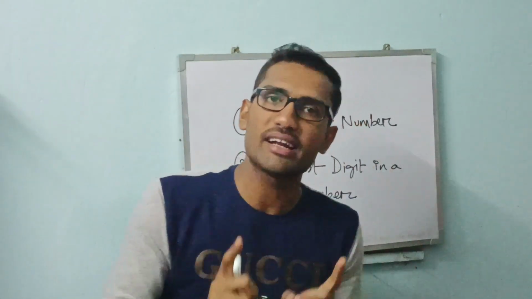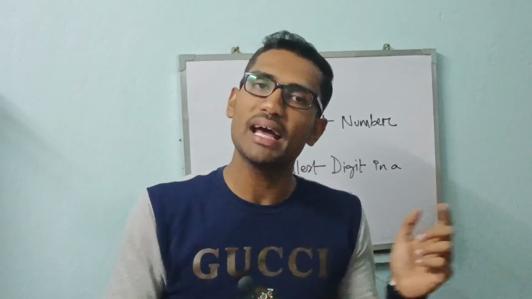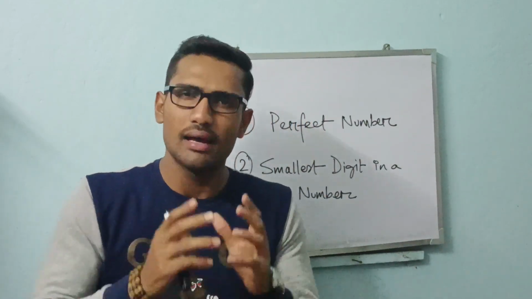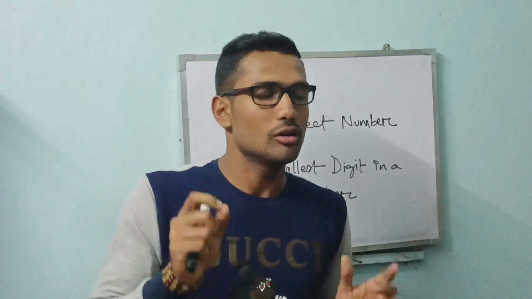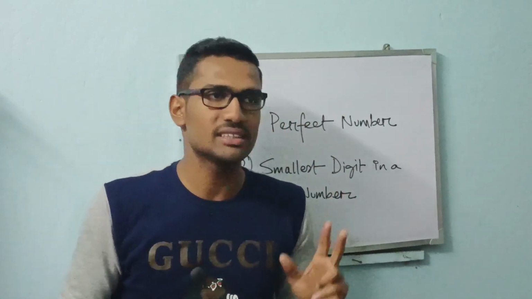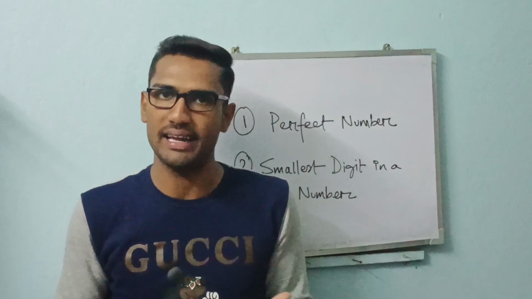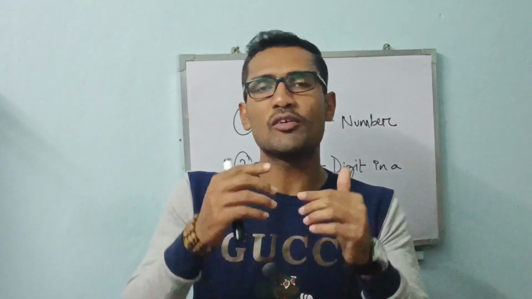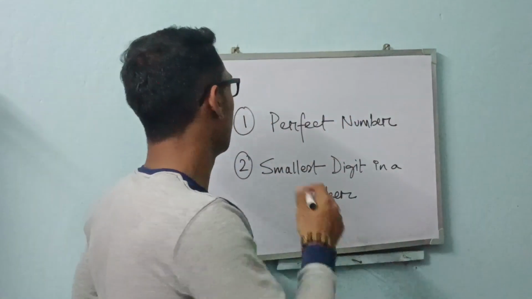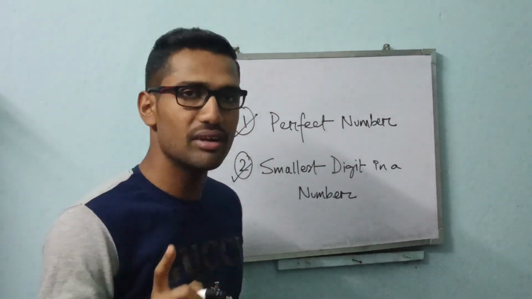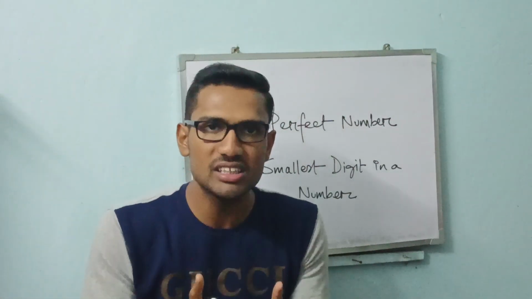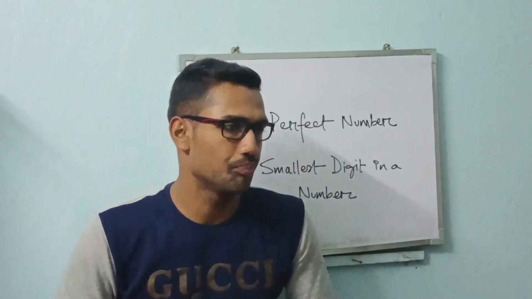of 10 questions which are related to conditional statement and iterative statement. So we have already completed 6 questions. Now today we will again do 2 questions, and these are question number 7 and 8. The programs which we are going to do today are perfect number, and second one is to find the smallest digit within a number.